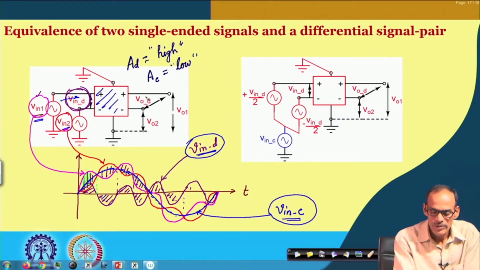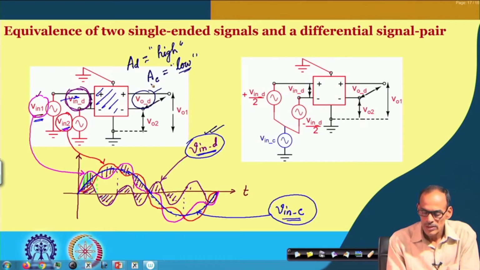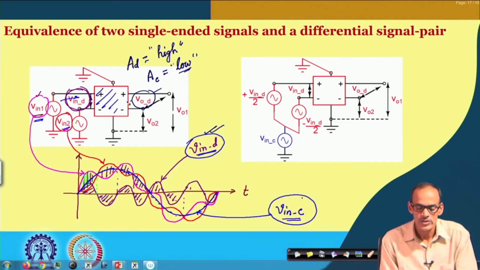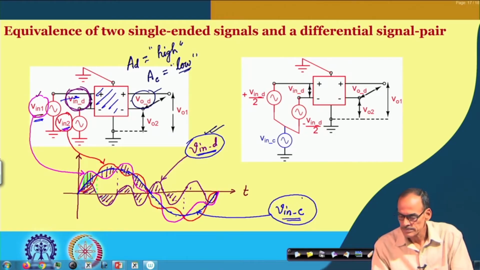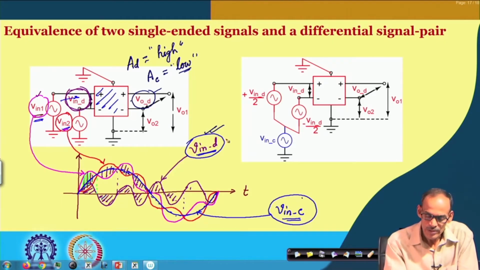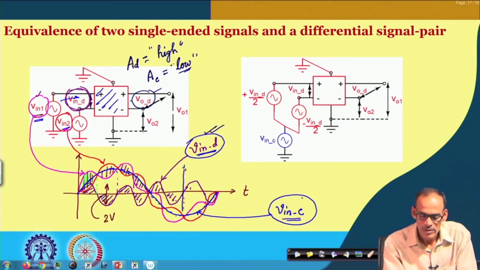then at the output, the VOD you get will be an amplified version of this signal. If the common mode gain is low, then this blue color part will also come here as common mode, but its strength will be less. Say for example, if the amplitude of this signal is 1, which means that peak to peak it is 2 volt, whereas the blue one, let us consider, has a large amplitude of say 8 volt.